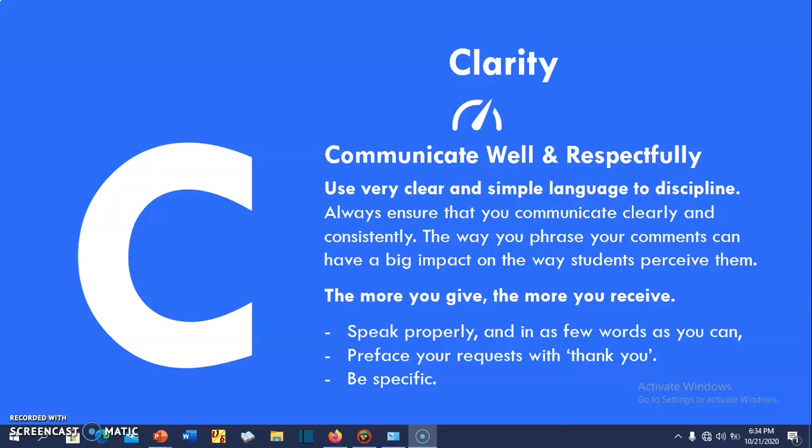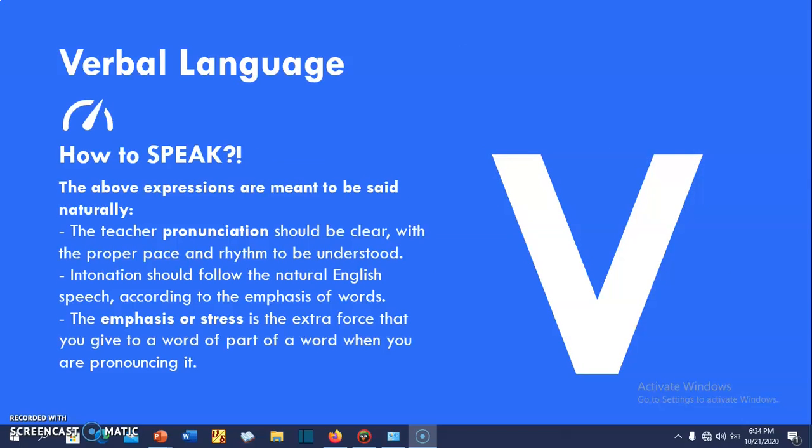So 3 important things you need to do here is speak properly and in as few words as you can. Always don't forget, preface your requests with please and end with thank you. And again, be specific. Tell your student what you want them to do specifically, the behavior you want them to change.